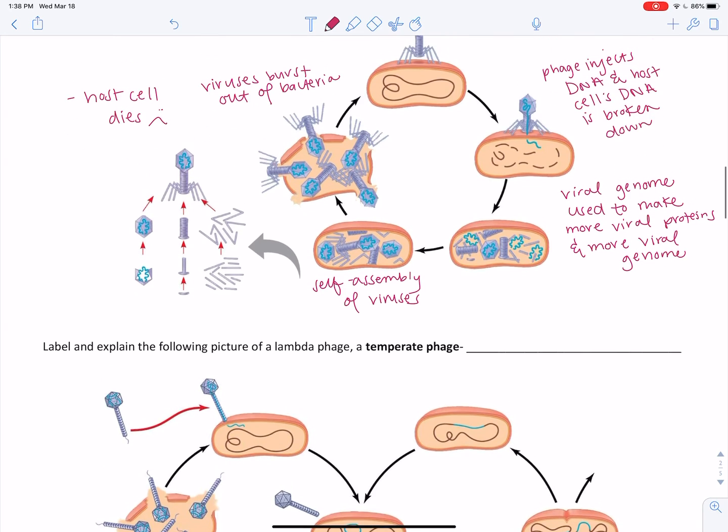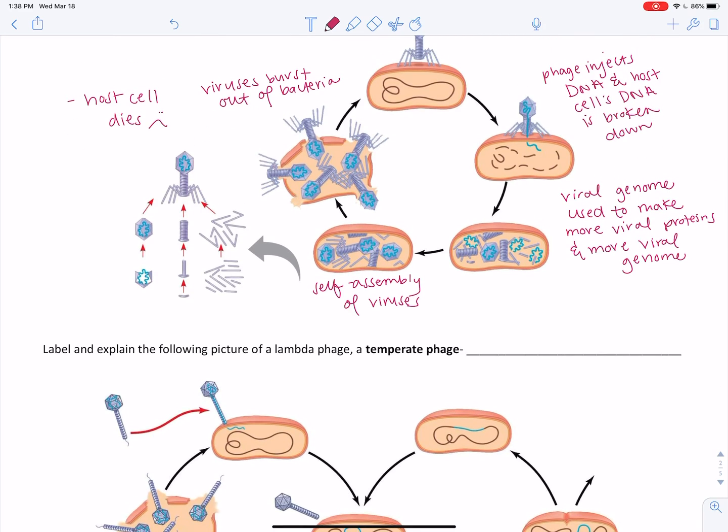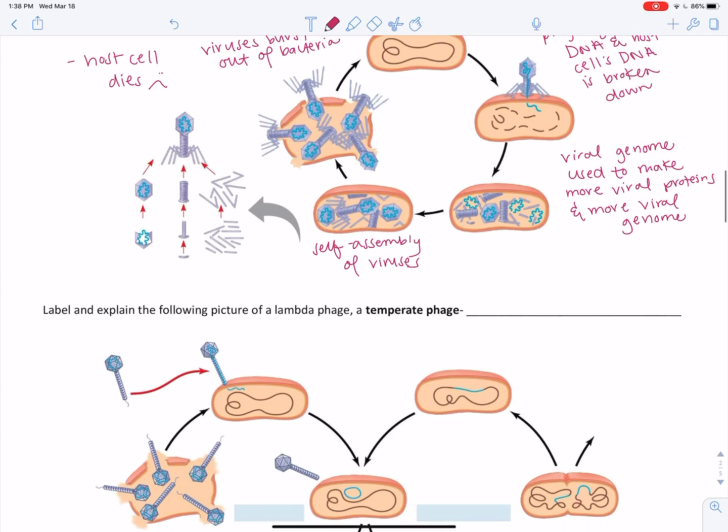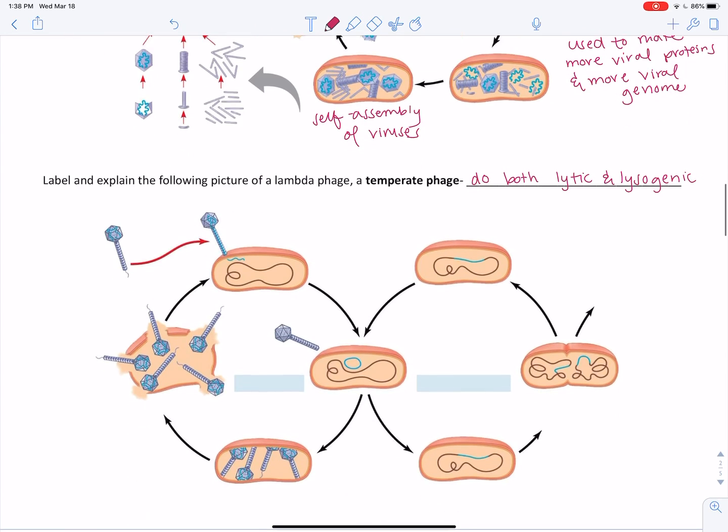If you're going through both the lytic and the lysogenic cycle, you are a temperate phage. So you do both the lytic and the lysogenic cycle. We'll talk about that in a second. So the lysogenic will be over on this side, and the lytic happens over here.